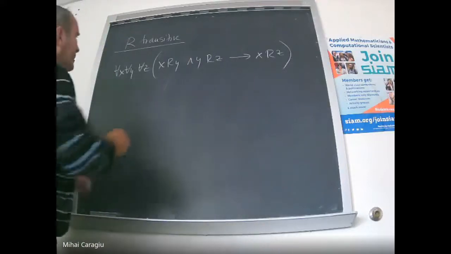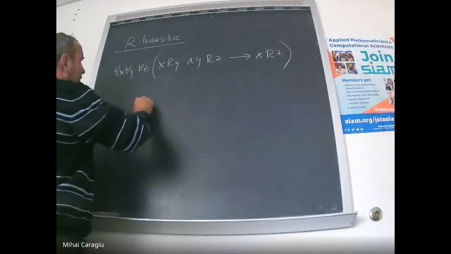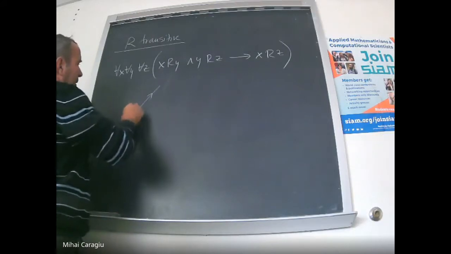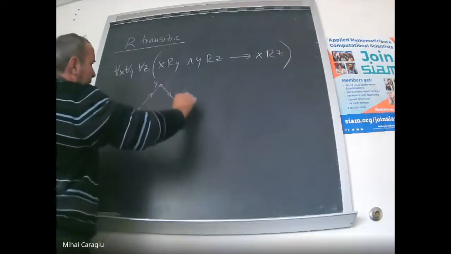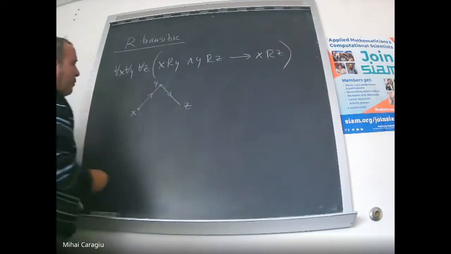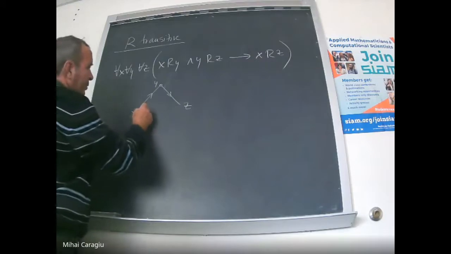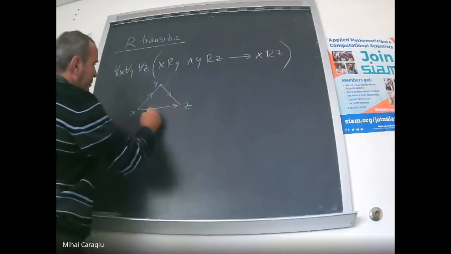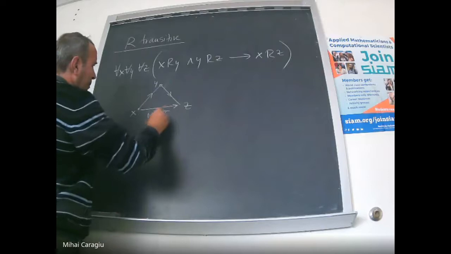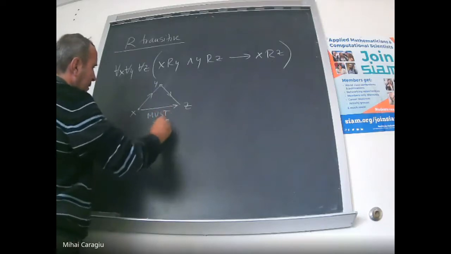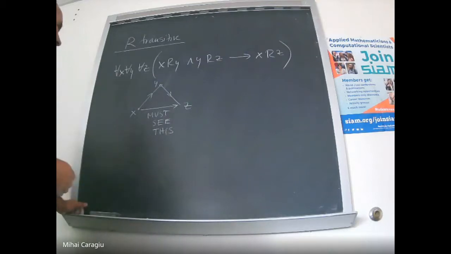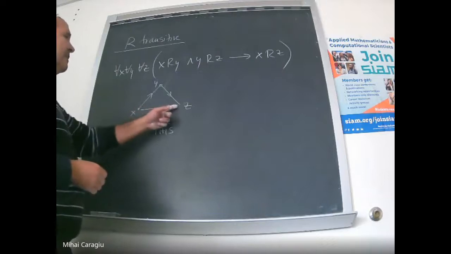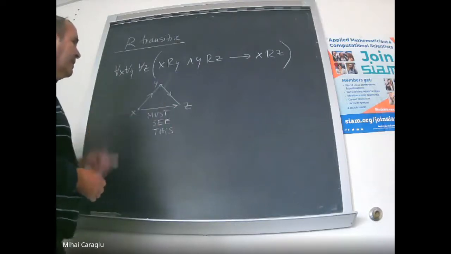In terms of diagrams, that means if we see an arrow from X to Y, followed by an arrow from Y to Z, then we must see an arrow from X to Z. So we must see this. There's the net effect: we're going from CTX to CTZ, transiting through CTY.